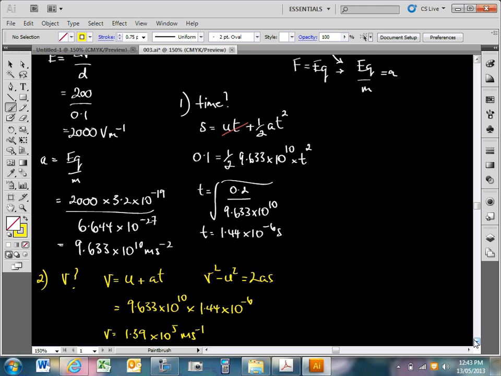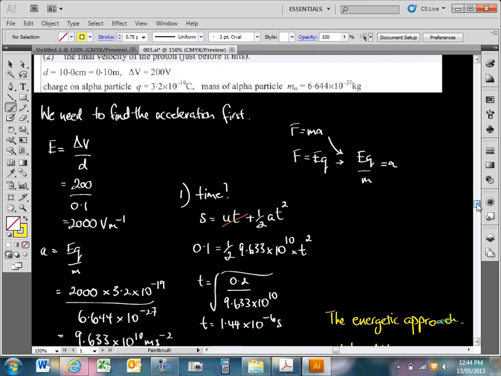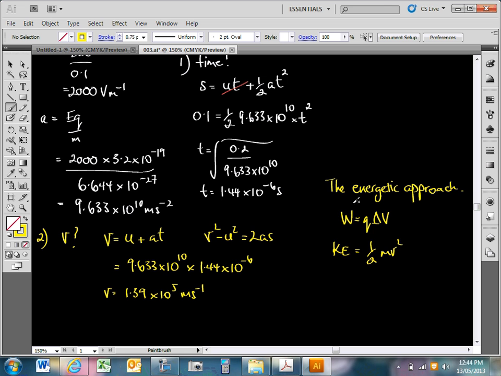I'll point out also that there's another way to solve this using what we call the energetic approach, or yes, the half mv squared approach. If you know the work done, then you know the kinetic energy, and you can find the velocity from that. Of course, we are talking in classical physics here. This is a particle of matter, and so these classic formulae work for an alpha particle. I won't go through that. It is in your text.